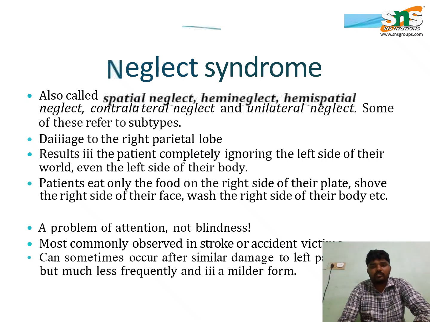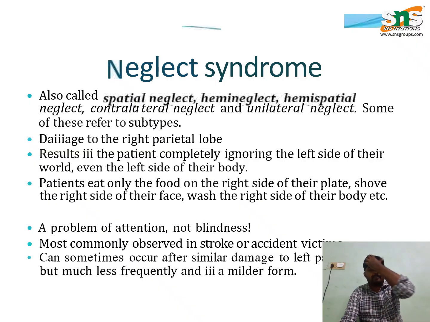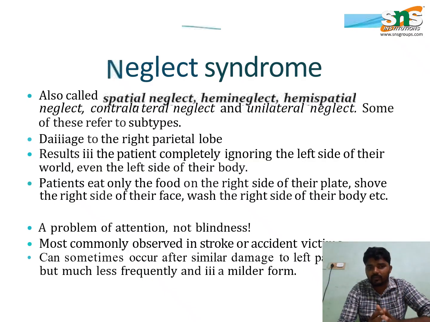Among students, the topic is neglect syndrome. The neglect is spatial neglect, hemi-neglect, and hemi-spatial neglect, also called contralateral neglect or unilateral neglect, with some subtypes. The lesion is in the right parietal lobe. The result is that the patient completely ignores the left side of the world, even the left side of the body.